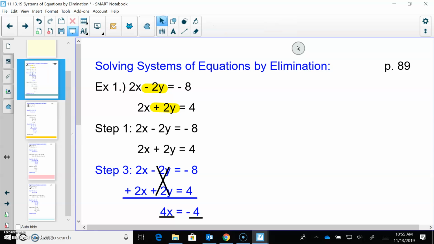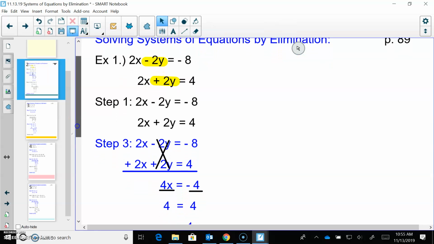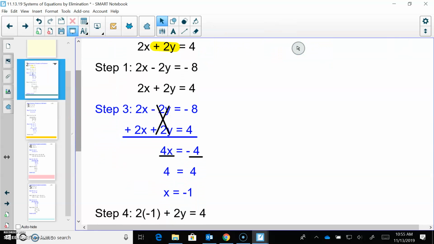Okay? So if we take a look at step 3, all we have to do is add straight down in order to eliminate our y's because they have opposite signs and they have the same coefficient, which is the same number in front of the variable. So when I add 2x plus 2x, that's how I got 4x for step 3. When I add negative 8 plus 4, that's going to give me a negative 4.